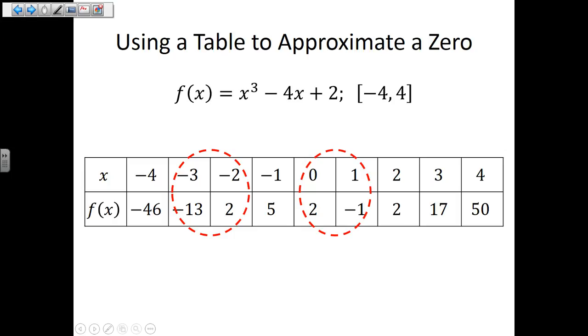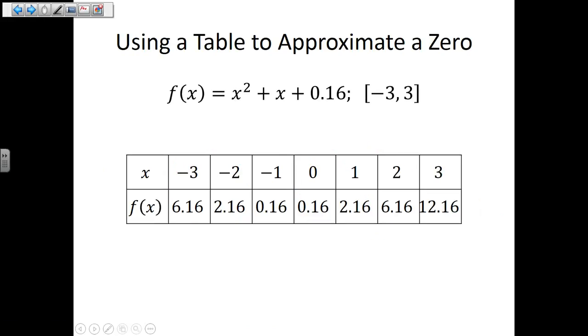I go from a positive y value to a negative y value between 0 and 1, so I know that I've got a 0. I know that I go through the x-axis there, and there's even one more right next to it. I know that there's another 0 between x equals 1 and x equals 2. So by making a table like this, I can approximate my zeros, and I can say, okay, I've got one between -3 and -2, probably closer to -2. I've got one between 0 and 1. I've got one between 1 and 2.